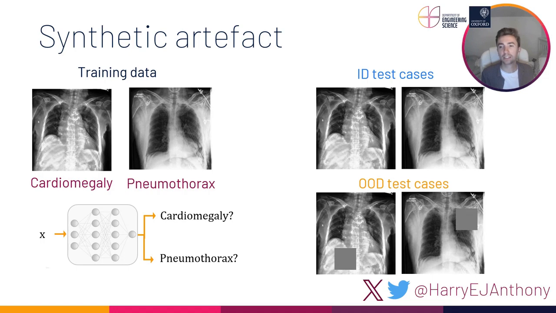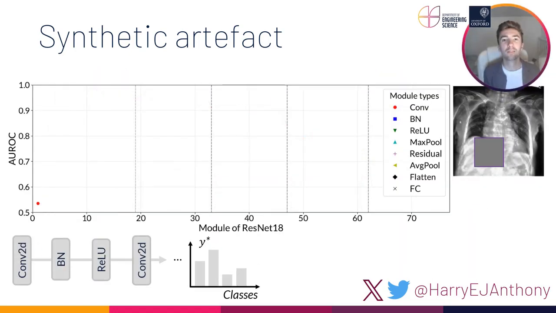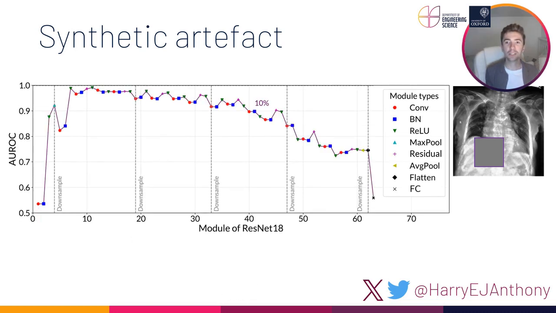artifacts impact the results. First, I looked at the case where the grey square took up 10% of the pixels of the image. I then extracted the embeddings after a module and used Mahalanobis score to calculate the area under the ROC curve. This was then repeated for all the modules in the network. Looking at the results, we can see a pattern that the detectability of the synthetic artifact reduces through the depth of the network. Here, the grey dotted lines represent downsampling operations in the network.